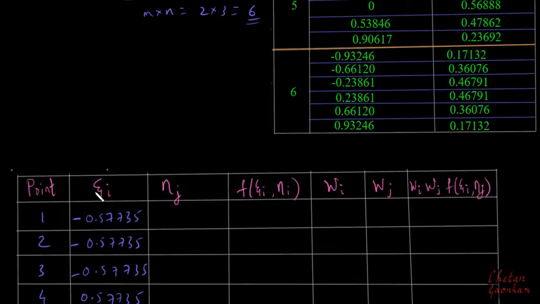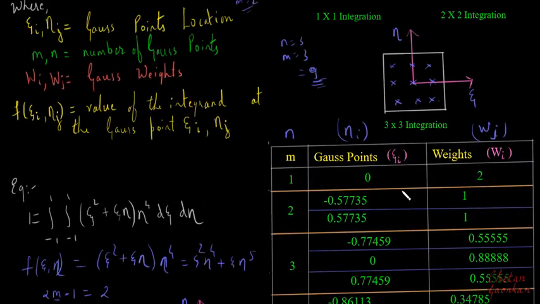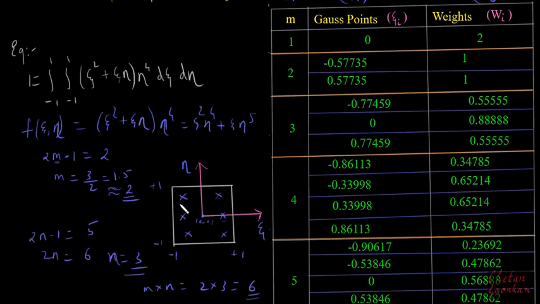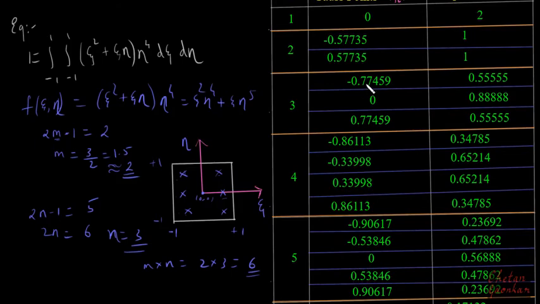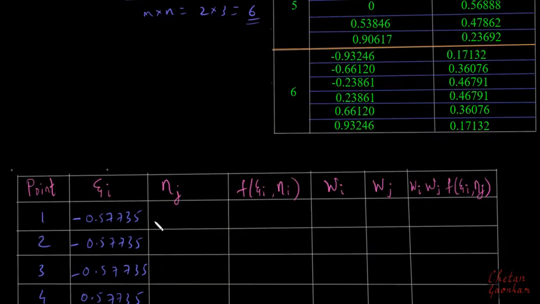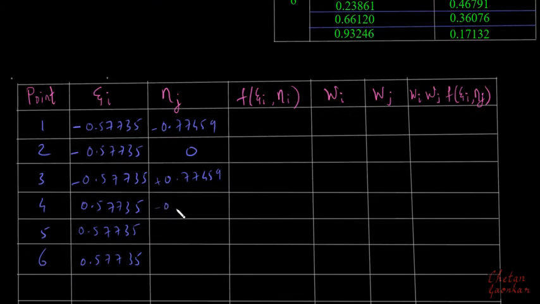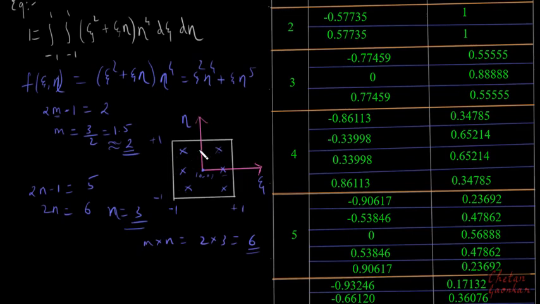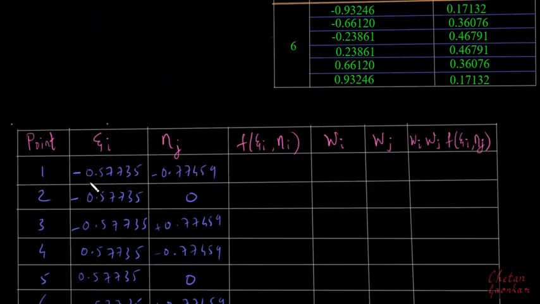Now let us write the values of eta. Since I already wrote the values of xi, now I will write the values of eta, because I require 3 points in eta direction. So those 3 points will be minus 0.77459, 0, and then plus 0.77459. And similarly here I will have to repeat that: minus 0.77459, 0, and then plus 0.77459.